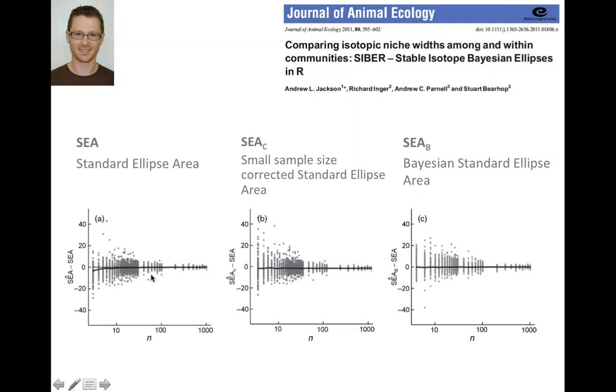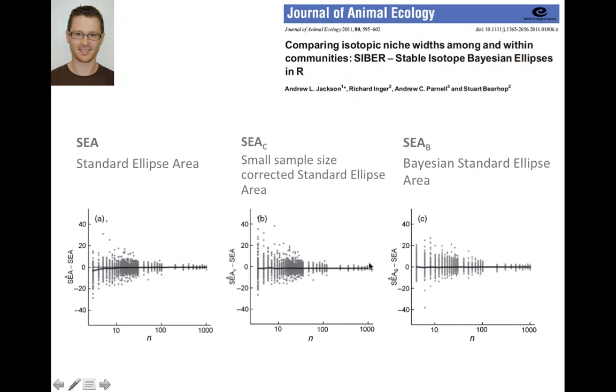Yeah. So this is if you have 10 individuals and you've tried to quantify it off 10 individuals, or 100 individuals, or 1,000 individuals. So essentially, this is saying how many individuals do you need to get an accurate reflection of the standard ellipse. So for this two-dimensional standard ellipse, our standard deviation, we need 20 to 30.